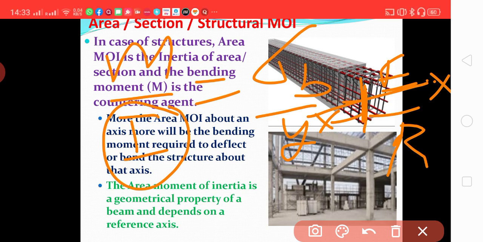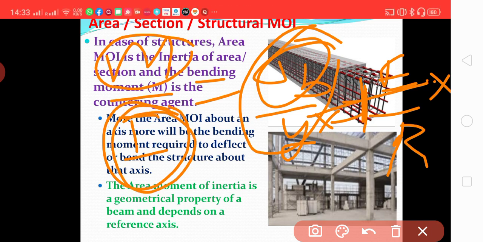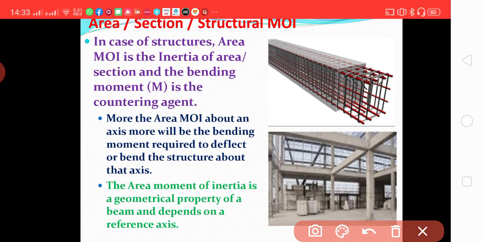As you know, this is the stress generated in the beam, this is the bending moment, and this is the moment of inertia. So it will resist more bending moment for the same stress if its vertical dimension is more. That's why this beam is made rectangular. You can see in the college building also, that the depth of the beam is more compared to its width.